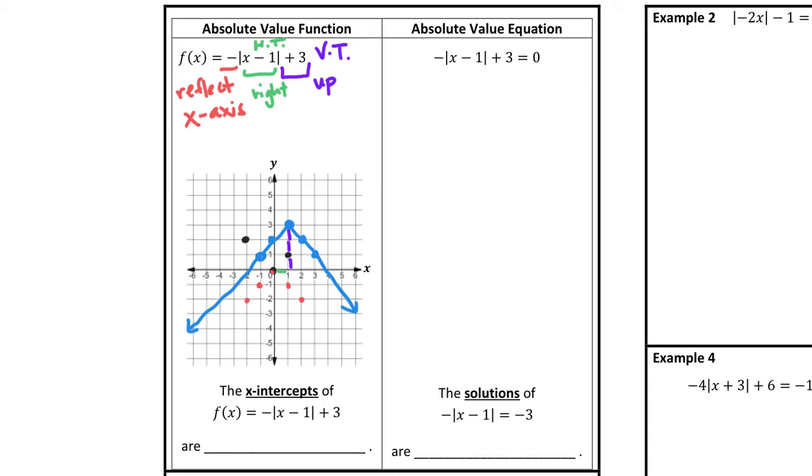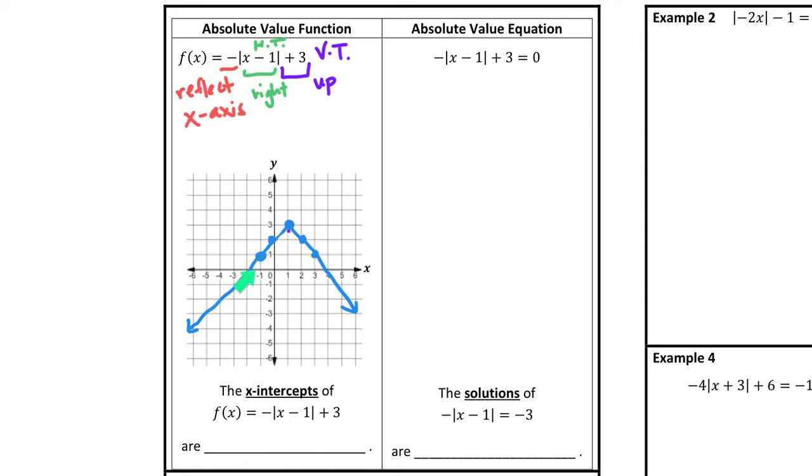Okay, I'm just going to erase everything else. There we go. And so the question is, what are the x-intercepts? Where does the graph hit the x-axis?